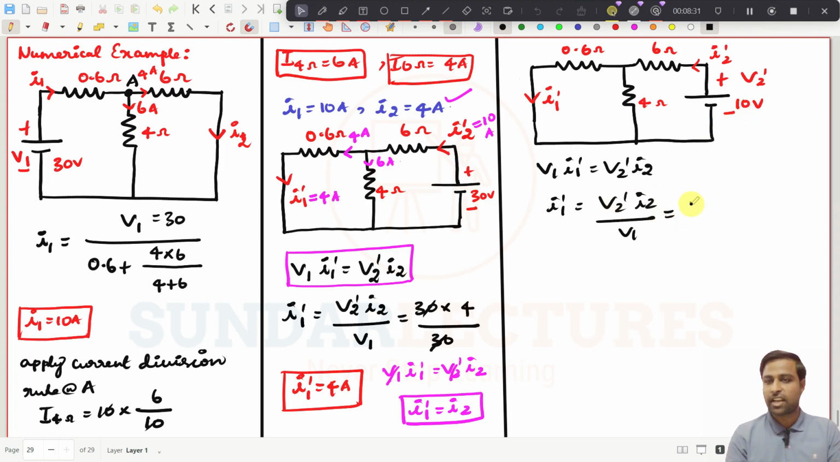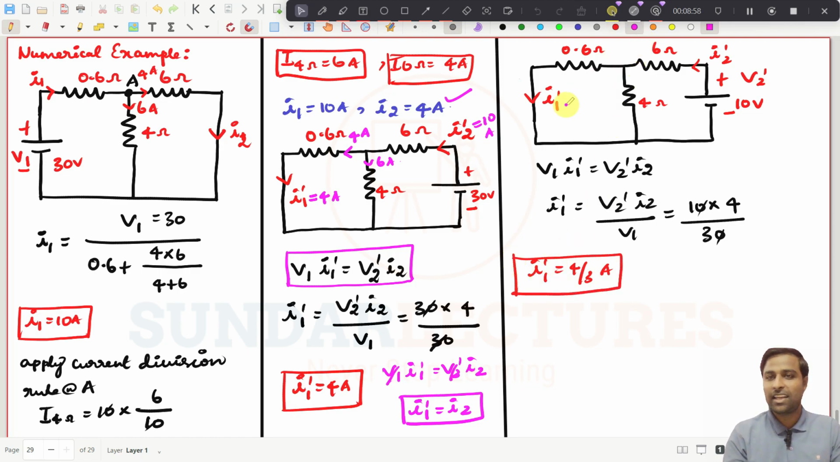So then what is this value? What is V2 dash? It is 10 volt into what is I2 we have got. I2 is 4 amperes. That should be divided by what is V1 now? V1 is 30 volt, right? So what you will get, this 0 and this 0 will cancel and become 4 by 3, right? So what is the final answer of I1 dash for this circuit? It will be 4 by 3 amperes. You can directly write this value as 4 by 3 amperes with a different voltage source, but same topology.